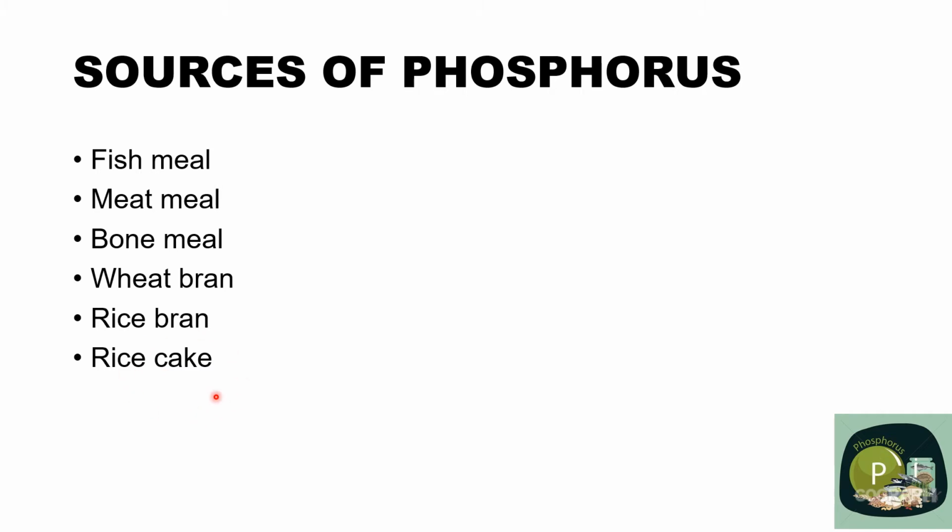Most of the phosphorus that is present in the cereals and other plant-based byproducts is in the form of what we call phytate phosphorus. These phytates can be utilized by the ruminant because of the rumen microbial activity in the rumen of the animal. That's why it can utilize these phytates.